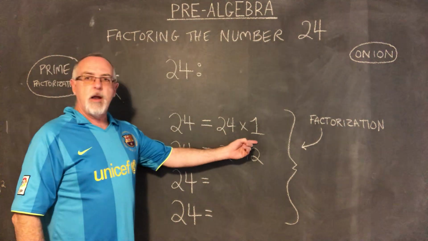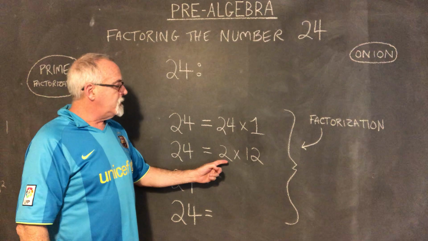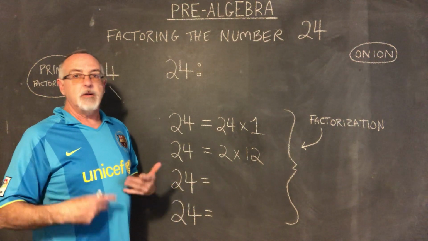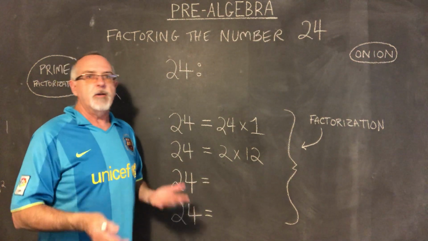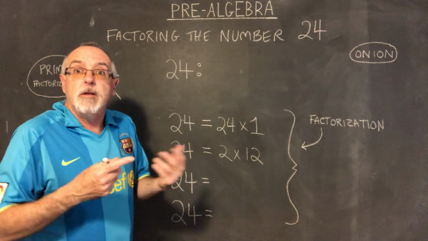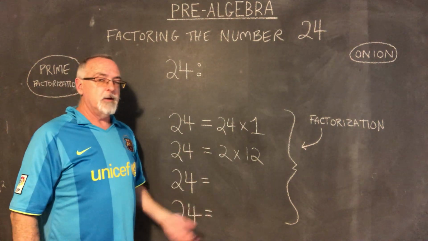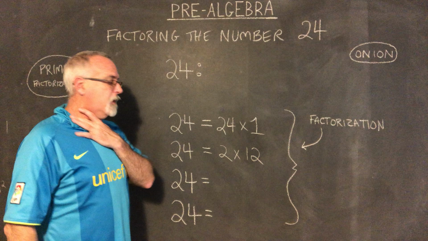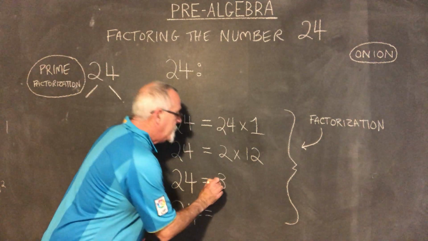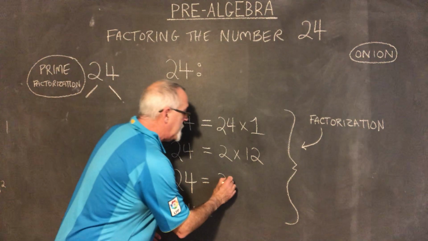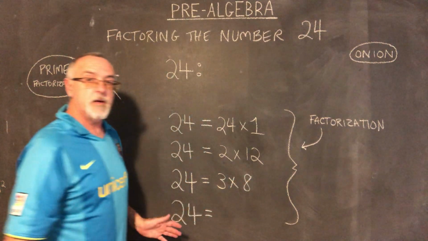So I tried 1 and it worked. I tried 2 and it worked. That's one of the things I do when I'm factoring, is I try the various numbers that might be factors and see if they work. So after trying 1 and 2, it kind of makes sense that I'll try 3. So 3 does work because 3 times 8 is equal to 24.